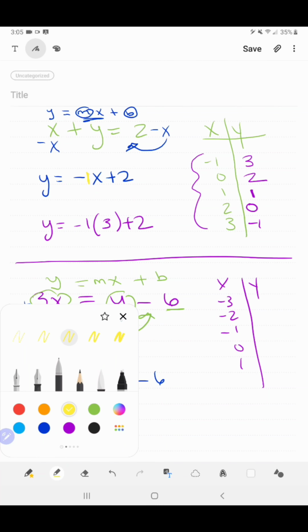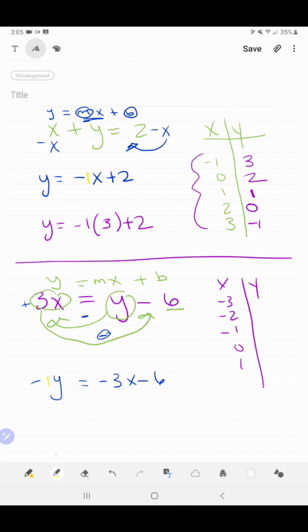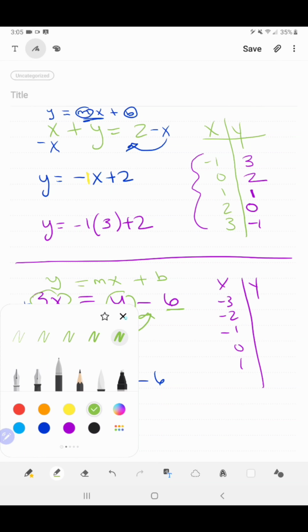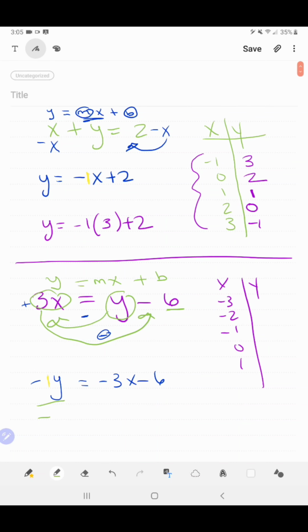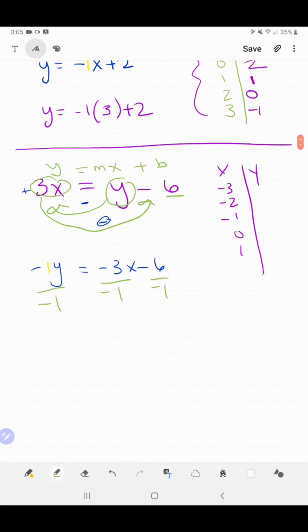So we've got an invisible 1 here, which means we have to divide by negative 1. So y equals negative 3x and negative 1. The negatives cancel. So 3 divided by 1 is positive 3. And then these cancel as well. 6 divided by 1 is positive 6. Now we can plug in our values.